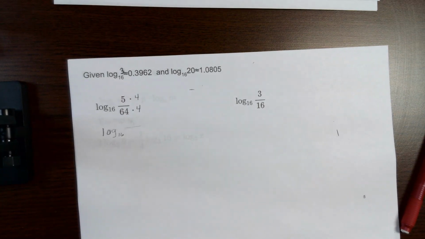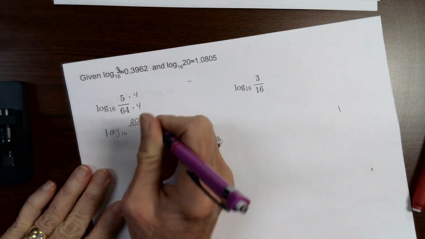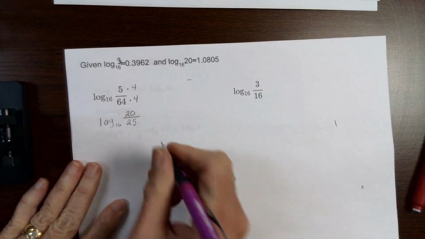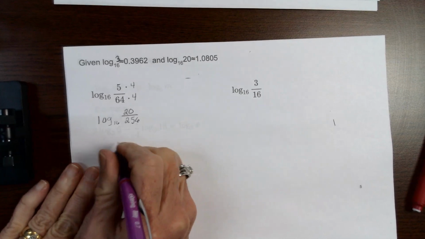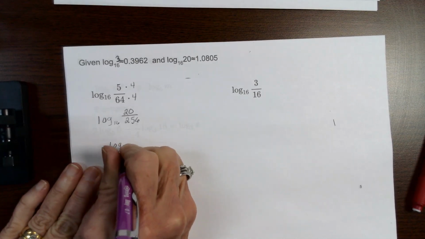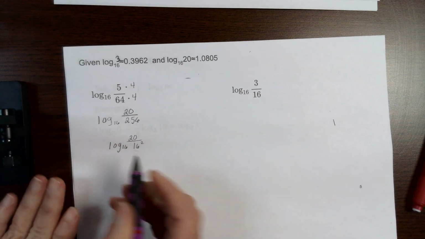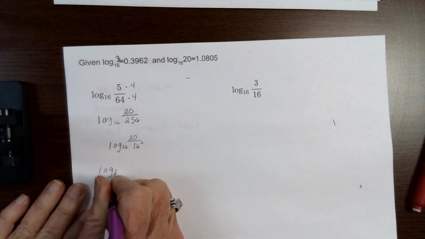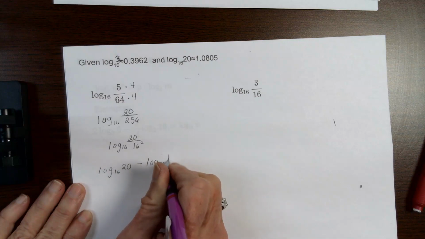So okay, when I do that, I'm going to get a 20 on the top, and I'm going to get 256 on the bottom. Okay, 256 is the same thing as 16 squared. So I have a log of base 16 of 20 divided by 16 squared. So when I do it subtraction, I have the log of base 16 of 20 minus the log of base 16 of 16 squared.